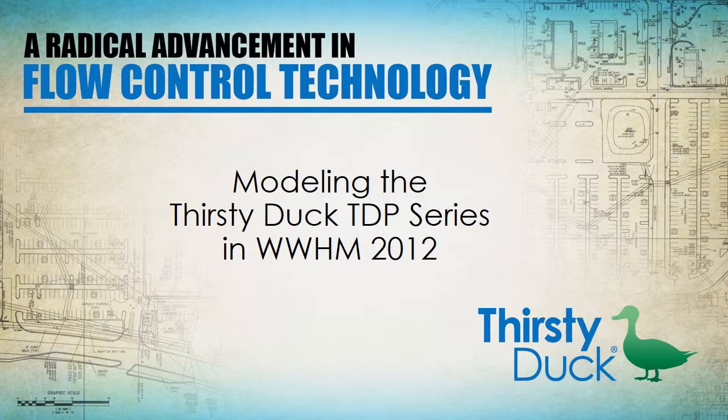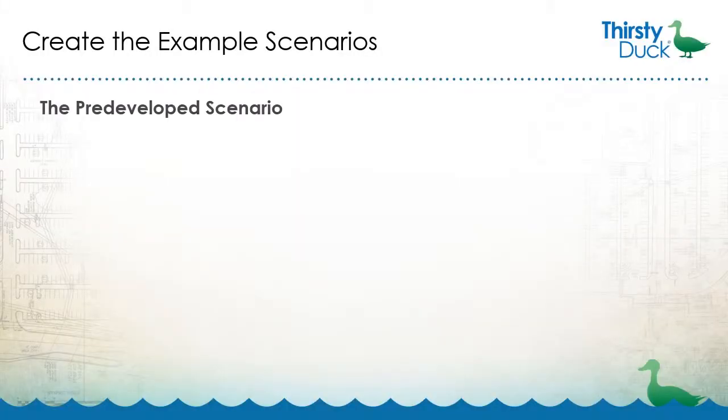This is a short tutorial on how to model a Thirsty Duck TDP series floating outlet and skimmer in WWHM2012. This tutorial also includes a procedure for optimizing the volume of detention storage. For this tutorial, we will assume a pre-development scenario with the following hydrologic characteristics.